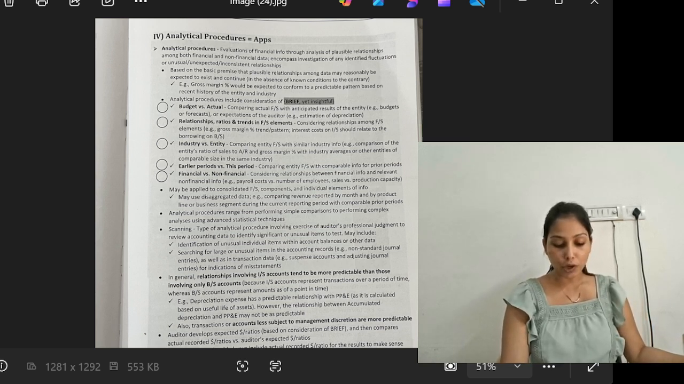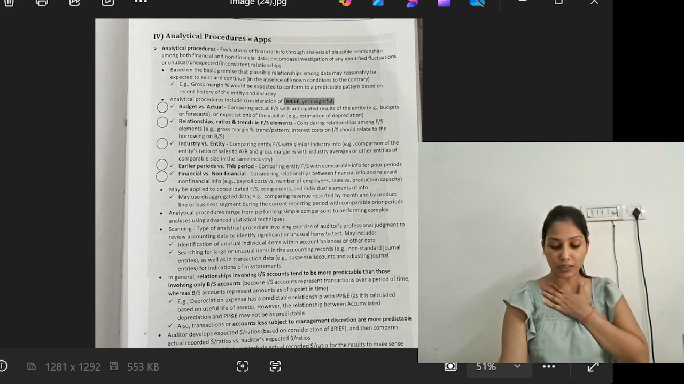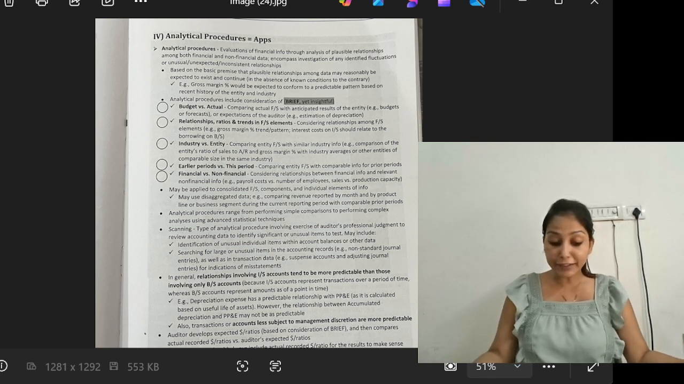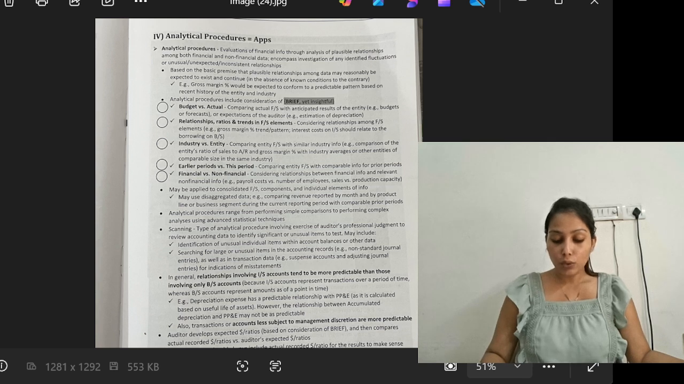Analytical procedures may also be applied to the consolidated financial statements, and individual elements may be used to disaggregate the data. They range from performing simple comparisons to performing complex analysis using advanced statistical tools. Scanning is a type of analytical procedure involving the exercise of the auditor's professional judgment to review the accounting data to identify significant or unusual items to test. This may include identification of unusual data to identify the significant or unusual items.